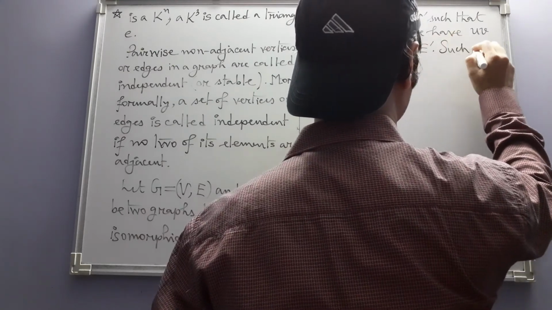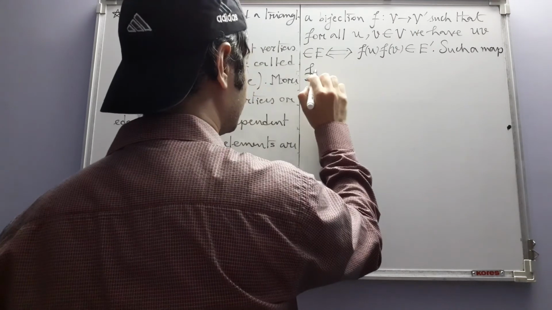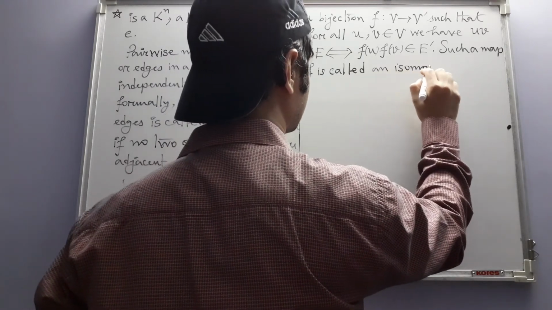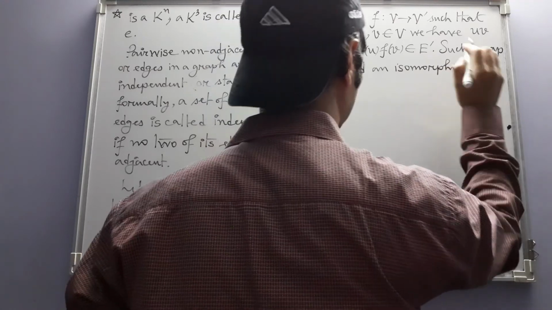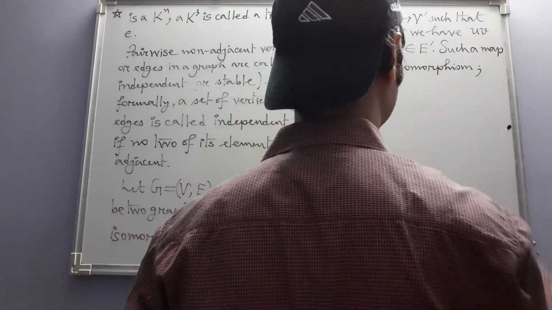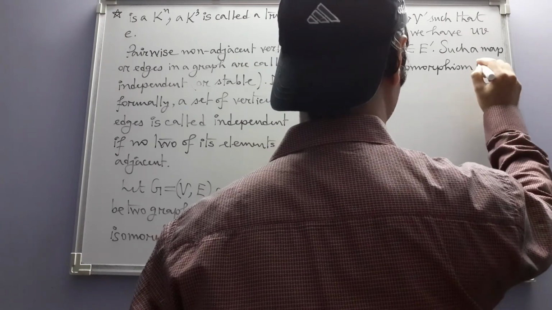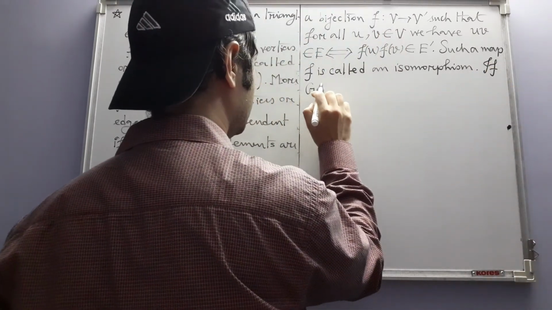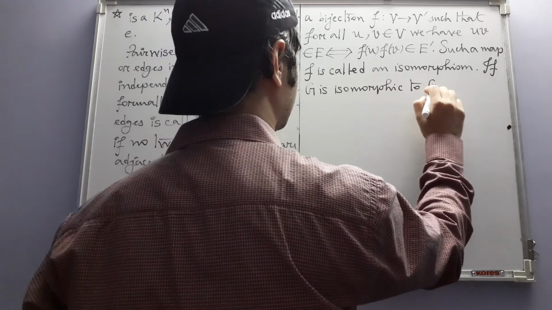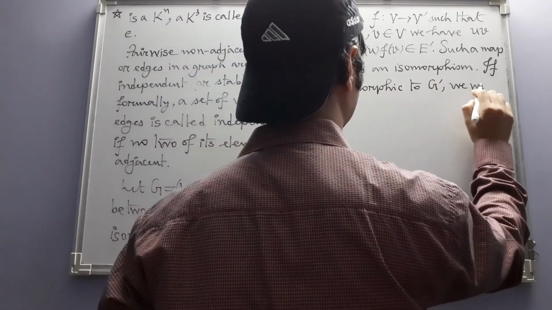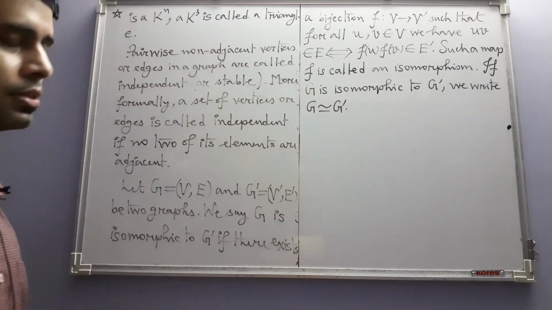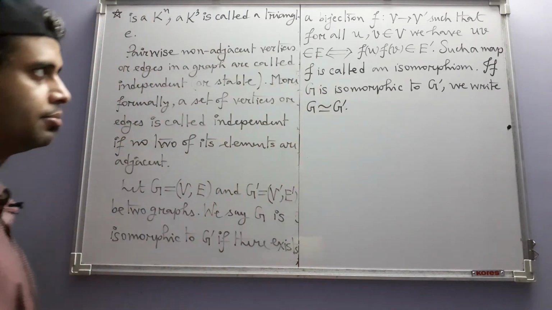Such a map f is called an isomorphism. If G is isomorphic to G prime, we express that by writing this notation: G is isomorphic to G prime.